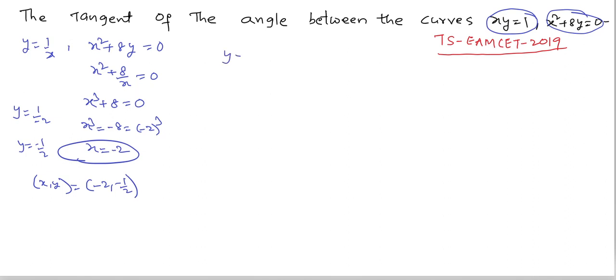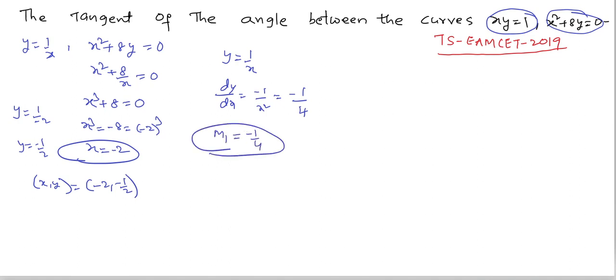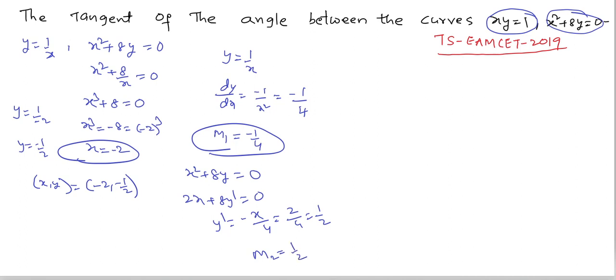Now y = 1/x. Take differentiation, dy/dx = -1/x², that is -1/4. The slope of the first curve is m1 = -1/4. And the second curve is x² + 8y = 0, that is 2x + 8y' = 0, so y' = -x/4, that is 2/4, which is 1/2. This is the slope of the second curve, m2 = 1/2.